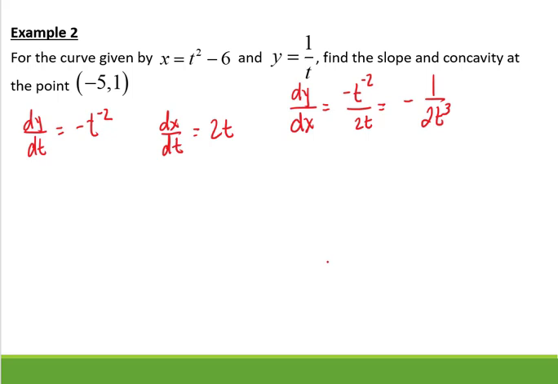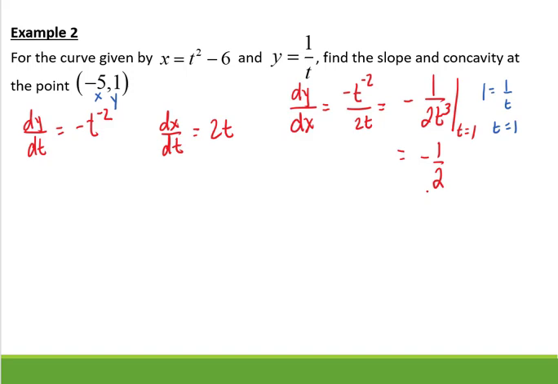I need to plug in 5, 1, but remember, these are x and y coordinates. So I need to get this in terms of t. If I'm going to use this equation, this one's a little bit easier, I think. If y equals 1, then t has to equal 1. Just to confirm, if I plug in 1 for t here, I get negative 5, and I do. Now I need to evaluate this at t equals 1, so that ends up being negative 1/2.